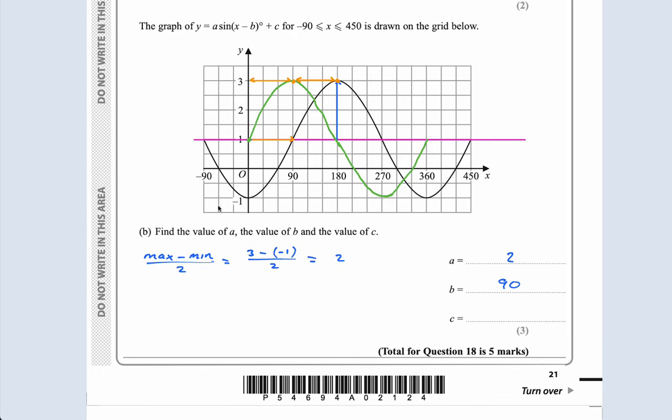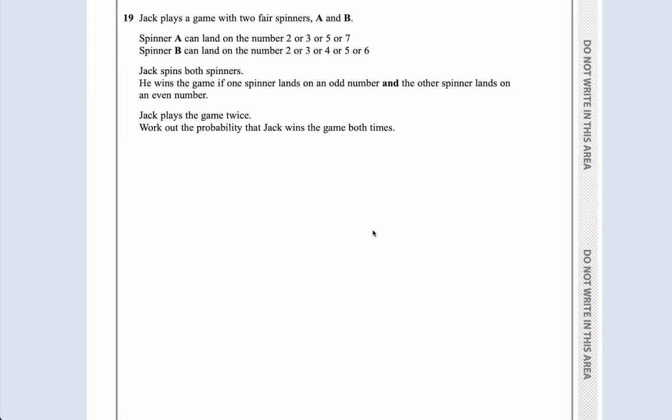And then finally the C. Well, the C is actually this value here. This is 1, and this equation is y equals 1. So the C is actually the equation of the principal axis. What does the C do? It moves the graph up. So this sine graph normally starts at 0 and it's been moved up to 1, so hence C is 1. Okay, that's question 18. Nearly done, guys.